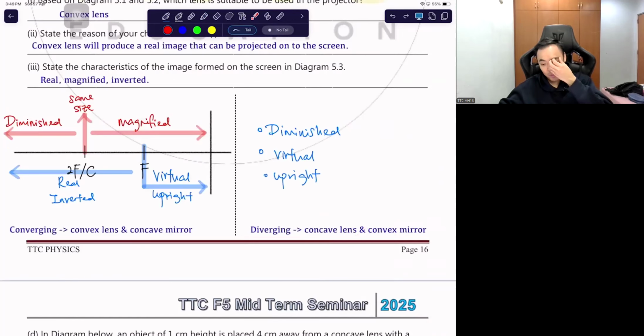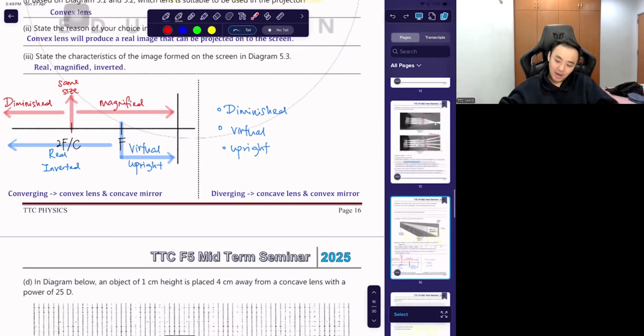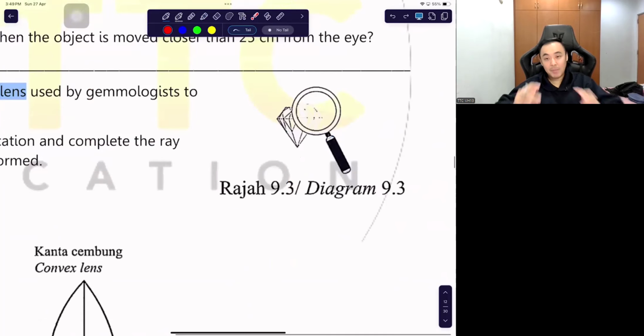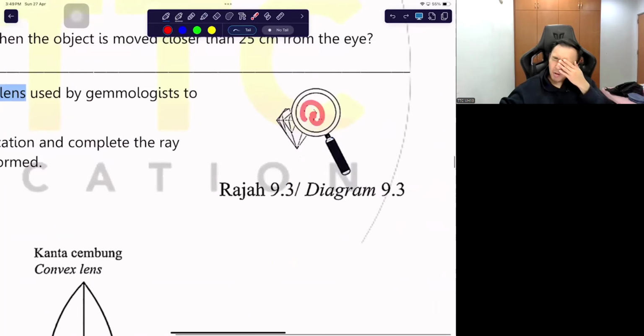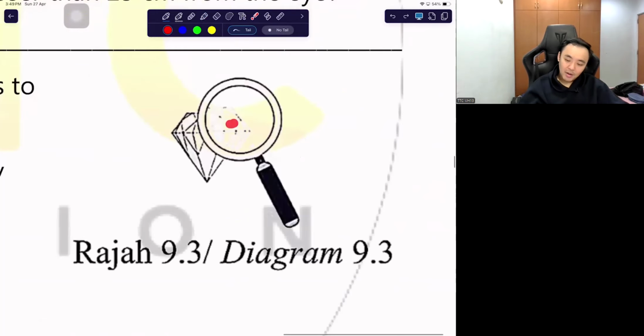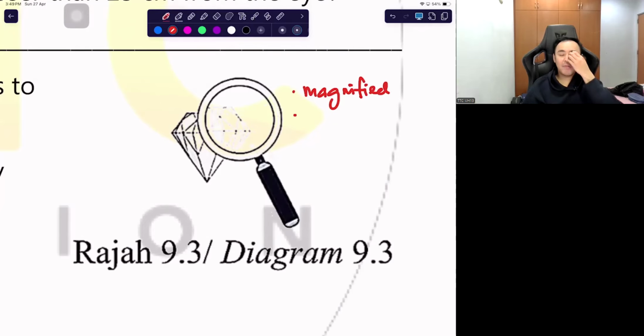First of all, have you played with a magnifying glass before? You see through it, the object becomes bigger, right? Try to recall. What do you see here? First of all, the image is magnified. Second, what else do you see? What characteristic do you see besides being magnified? Is the image you see through the magnifying glass upright or inverted?